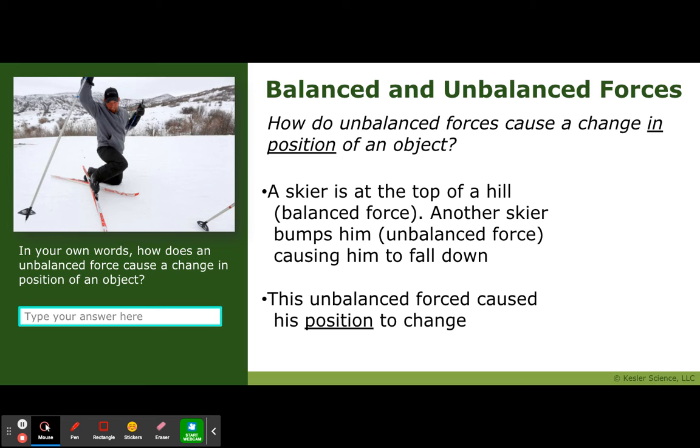For example, an unbalanced force can change a position if you tip your chair and it falls down with you in it. So keep your chair on all fours.